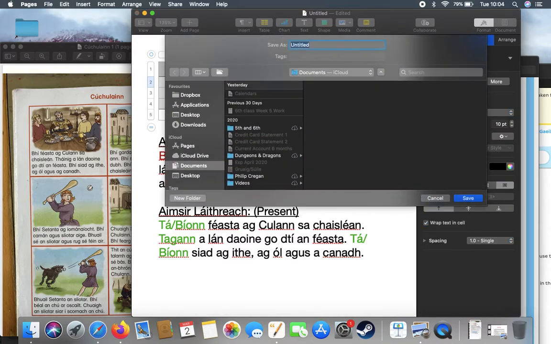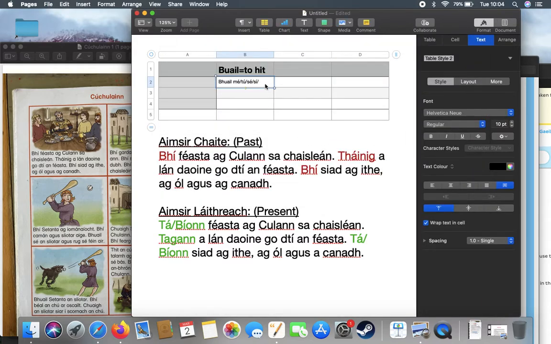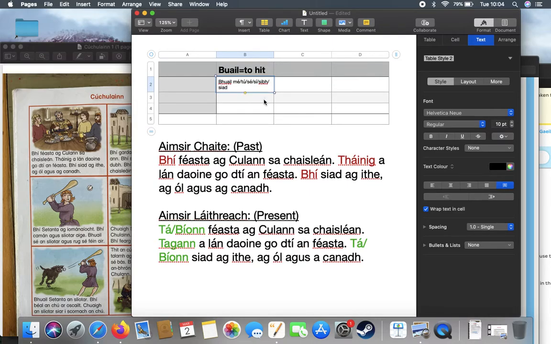Sibh, oh sorry, cancel that. Sibh and siad. The only one that would be different would be bhuail amar for we hit in the past. And then to say we didn't hit would be níor. Oh sorry, I've gone into níor bhuail. And that's the negative version.